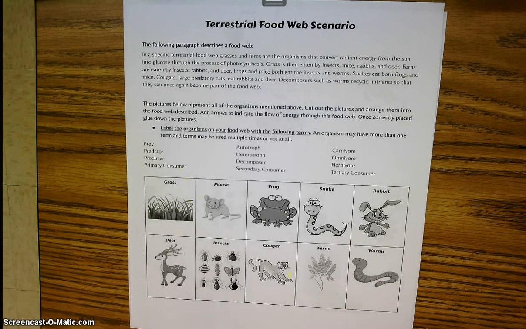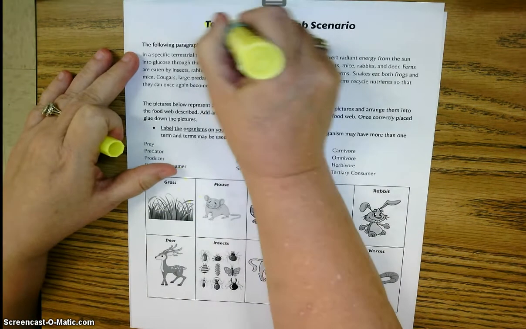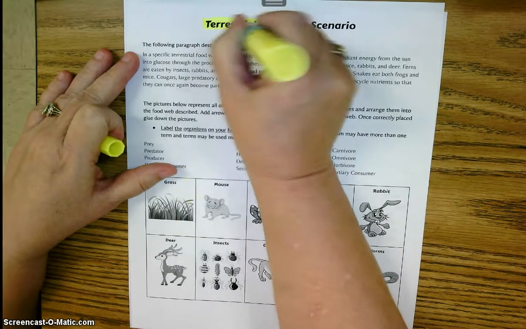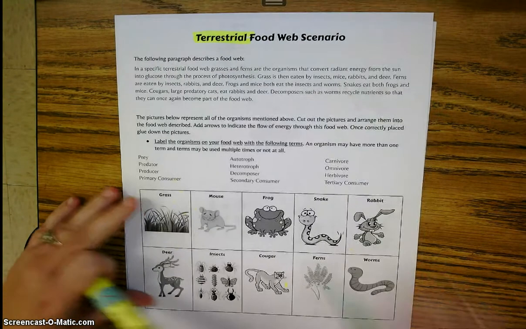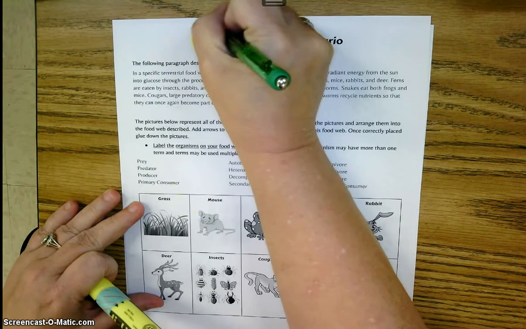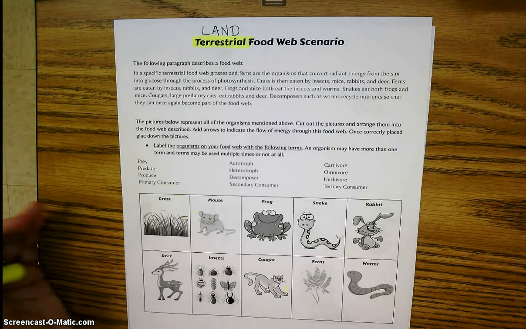Right, so we're going to look at creating a terrestrial food web. First thing you're going to need is a yellow highlighter. If you will, highlight the word terrestrial, which is not a word you use in everyday language, but it really just means land. The prefix terra means land.